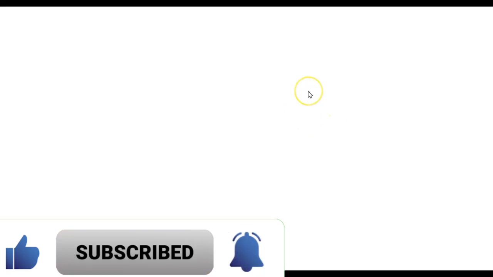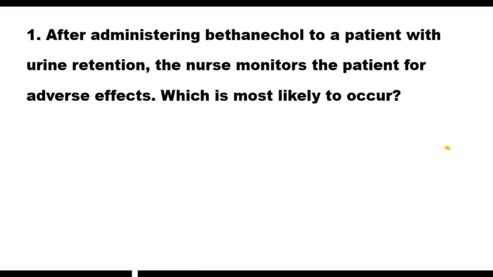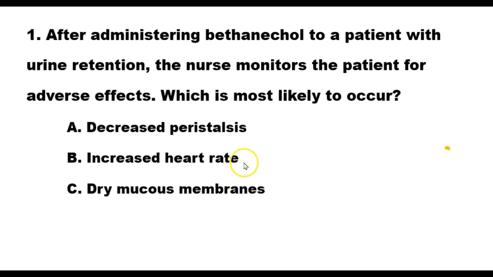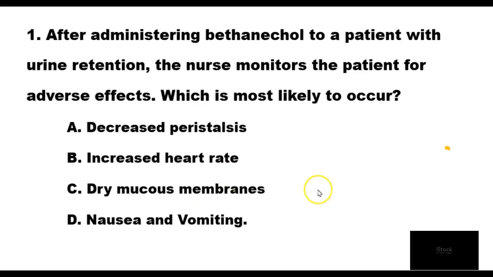Now, directly I am going to the questions. Question number 1. After administering bethanechol to the patient with urinary retention, the nurse monitors the patient for what adverse effects? Which is the most likely to occur to the patient? A. Decreased peristalsis. B. Increased heart rate. C. Dry mucous membrane. D. Nausea and vomiting. Take a moment for 5 seconds.